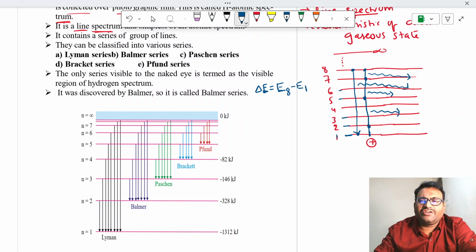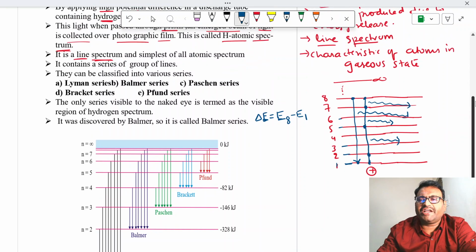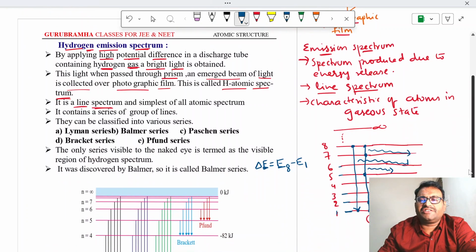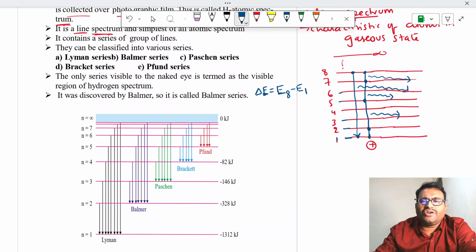So the electron which is present in a higher energy state has different possibilities to return to the first energy state. In this discharge tube, we have taken hydrogen gas. That means there are a huge number of hydrogen atoms in this discharge tube. So considering all the hydrogen atoms and their de-excitations, here the electron has many possibilities to return to the first energy level.